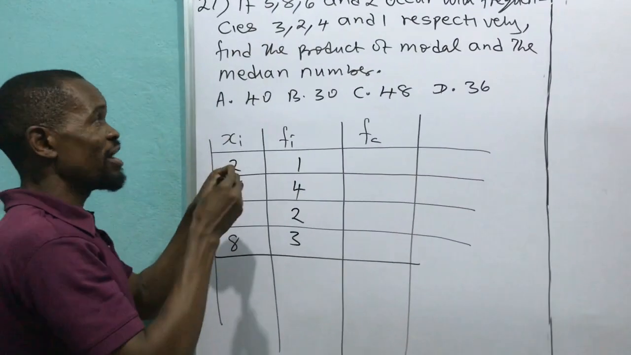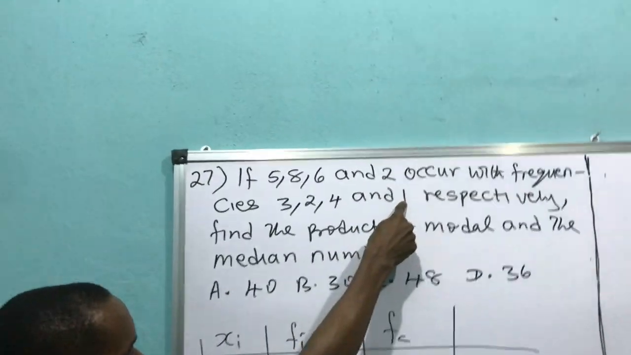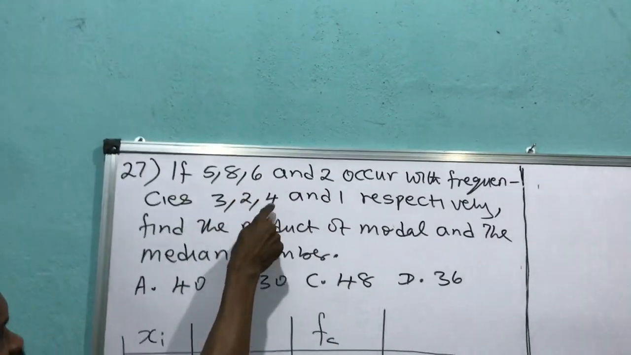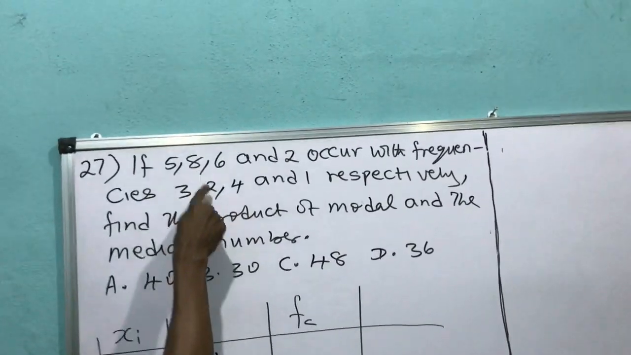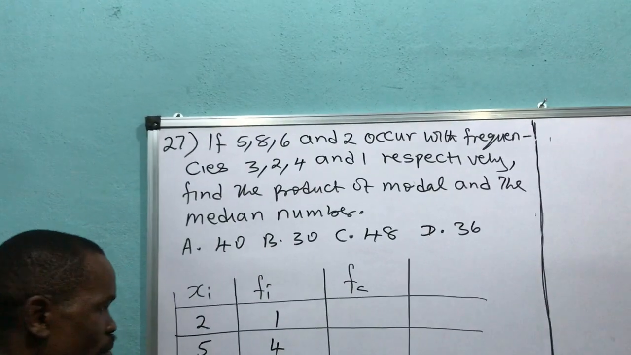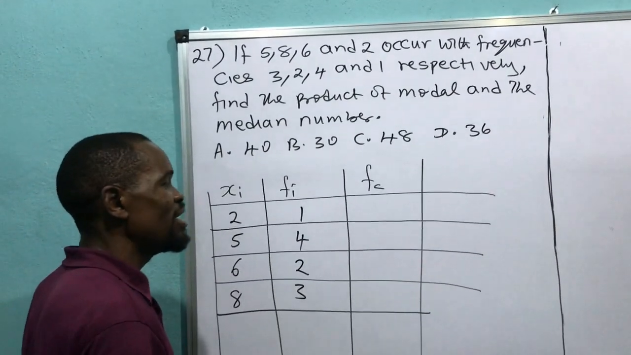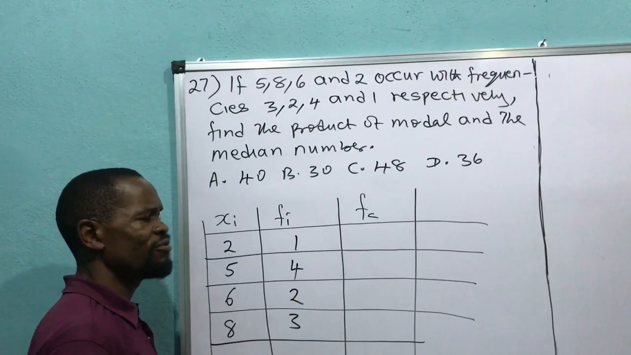Look at it. Come over here. I say frequency of 2 is 1. Frequency of 6 is 4. Frequency of 8 is 2. Frequency of 5 is 3. And then you come back here and you see where I have already inserted them. Then let us look at cumulative frequency.